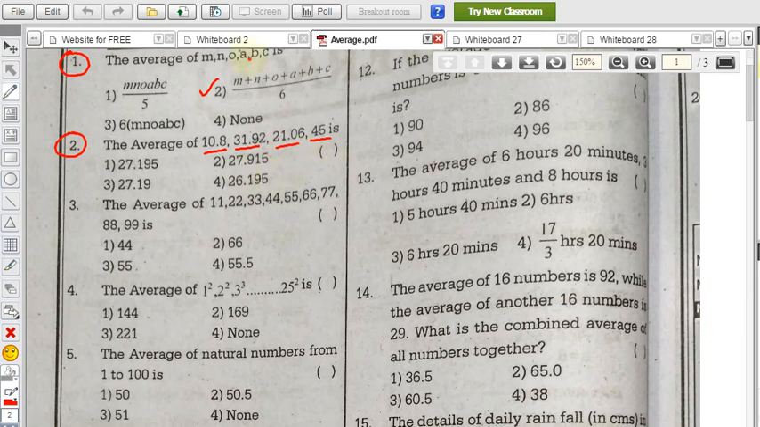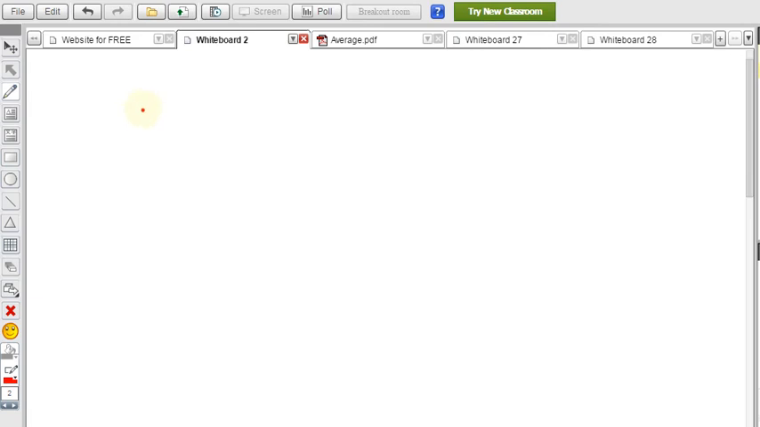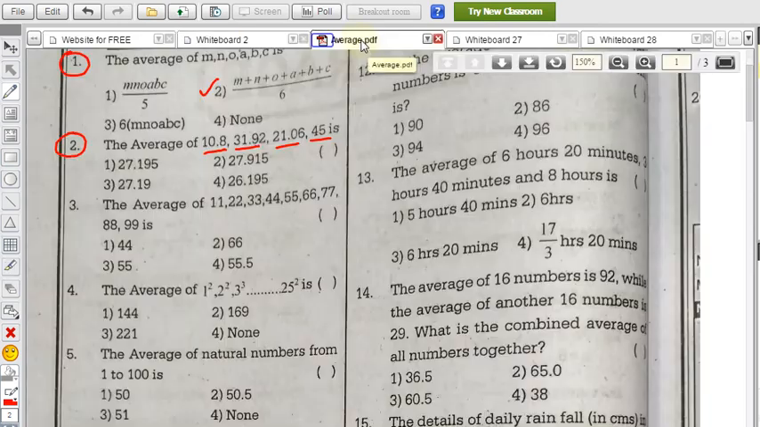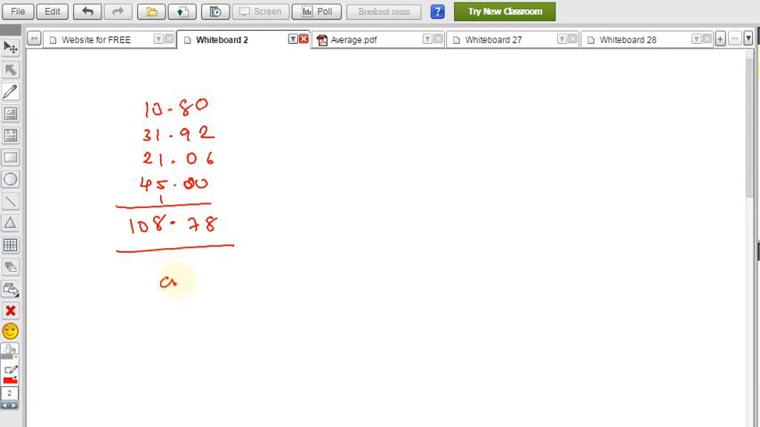So how to add the decimal numbers? See this question. The four numbers are 10.8, 31.92, 21.06 and 45. Under the point, the point should be written in line. Only 45 is given, so 45.00 you take. The gaps you can fill with zeros. Adding gives 108.78.